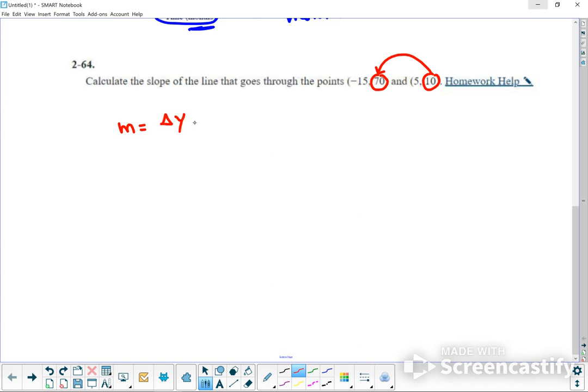It's a change in y, which is 10 minus 70, and then over the change in x. Okay, the change in x is going to be 5. Remember, we started in the back at 10, so we have to start in the back at 5 also. 5 minus negative 15. So be careful. 5 minus negative 15, because that negative 15 already has a negative. Okay, we still need the negative in between.